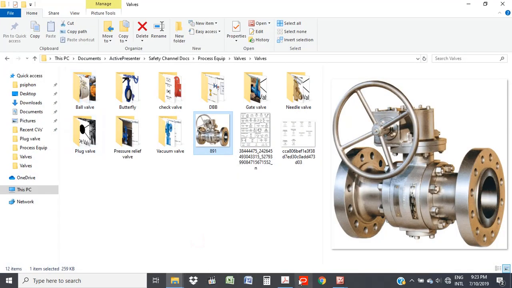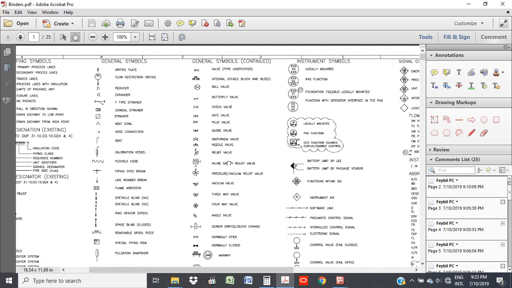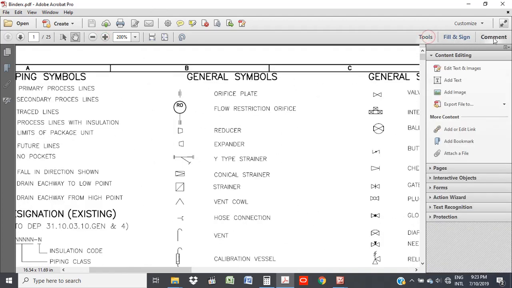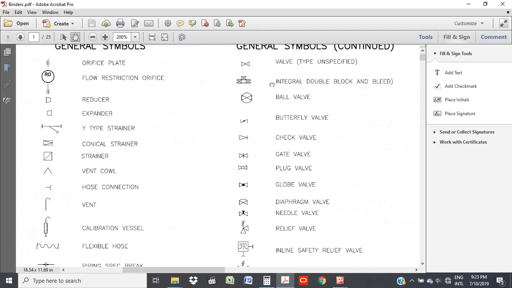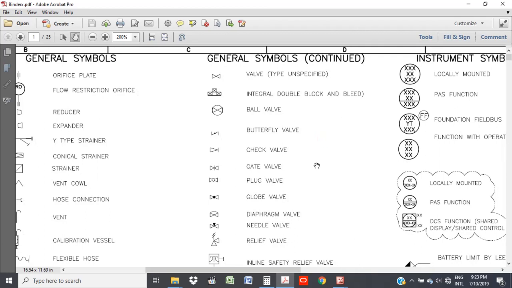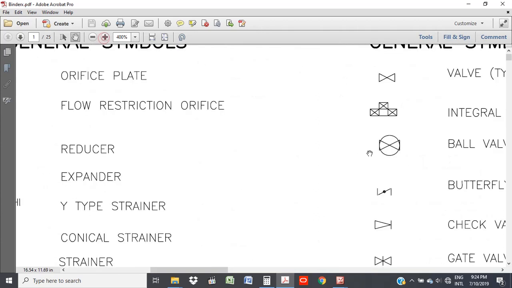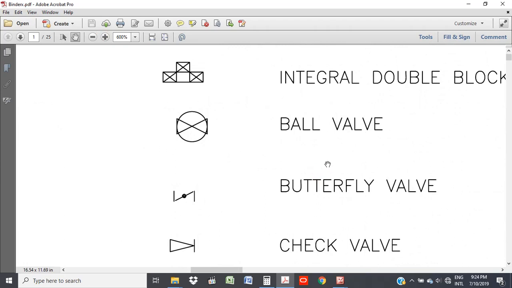Firstly, I'd like to start with ball valves. Let me zoom in on this a bit. Sorry for that slight delay. So this is a ball valve. I'm going to zoom in on it so you have an idea of what the symbol looks like. This is how you would see it on a PNID, or process and instrumentation diagram.